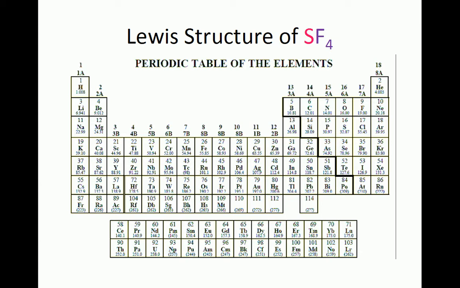We find sulfur and fluorine in the periodic table and see that we have 34 electrons in the molecule sulfur tetrafluoride. We place the sulfur atom in the center, attach fluorine atoms with single bonds, and complete the octet around each fluorine atom with lone pairs.